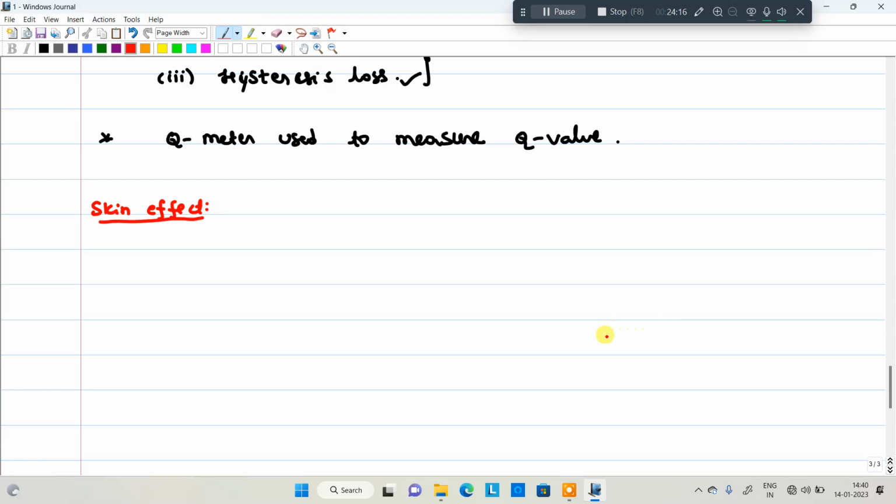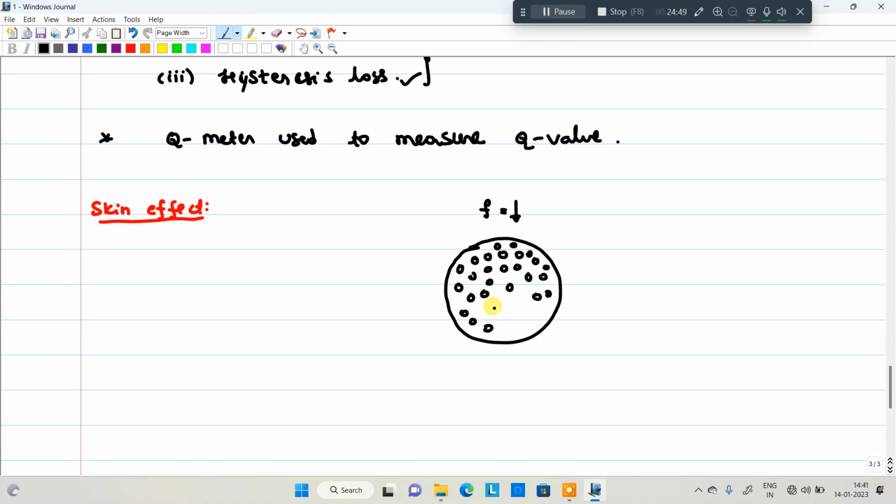Okay, I will explain what is meant by skin effect. Everyone listen carefully. I will take this as a conductor. I am operating this conductor at low frequencies, for example, a minimum value of frequency. The current will flow through this conductor uniformly. That means in the entire conductor, the current will be flowing uniformly.